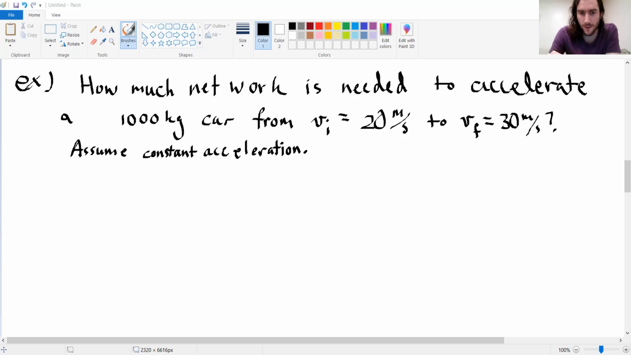Okay, so that's the question. It shouldn't be too difficult. If it seems kind of difficult, then probably you might be overthinking it. So use the equations that we've just developed there to tackle this question.